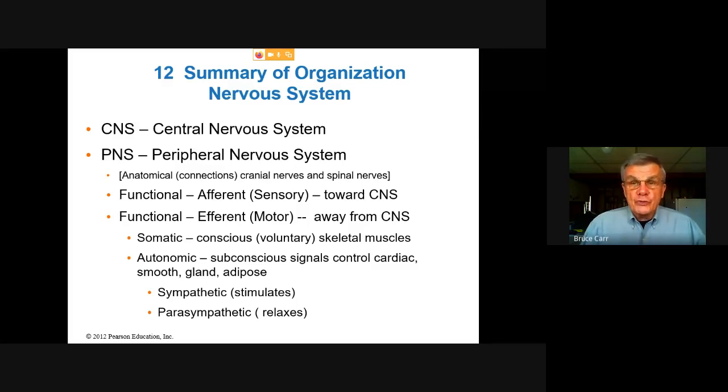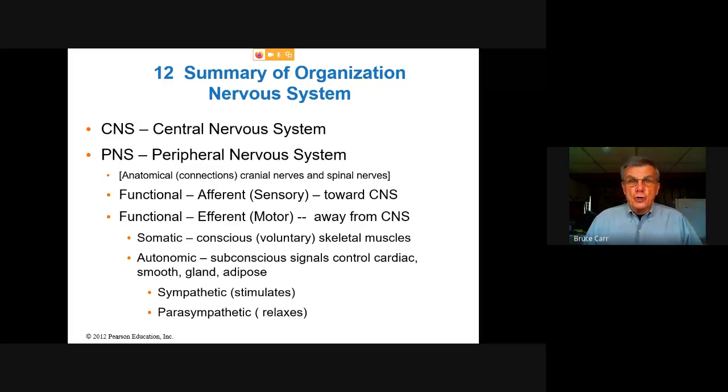Under the peripheral nervous system, we notice 2 very different classifications of signaling nerves. There are those that are sensing the outside body and sending messages toward the central nervous system. That's toward the spinal cord and brain. Those are called the afferent or sensory nerves.